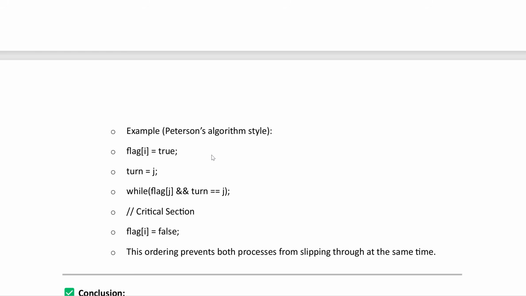The Peterson algorithm is the solution to this problem. The flag should first be set by process I, and turn equal to j means process j has the turn to enter its critical section. Then we have the while condition: flag j and turn equal to j. Only if flag j is true and it is also the turn of process j will process j enter its critical section.